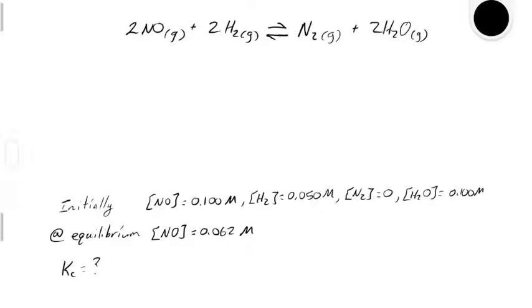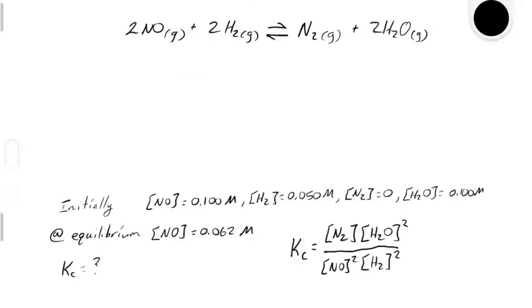If the goal is to find Kc, we have to have an equilibrium constant expression. And that's set up as usual with products over reactants. And in order to calculate Kc, we need equilibrium concentrations. Right now, we're only given one equilibrium concentration for nitrogen monoxide. But we are given all of these starting or initial concentrations.